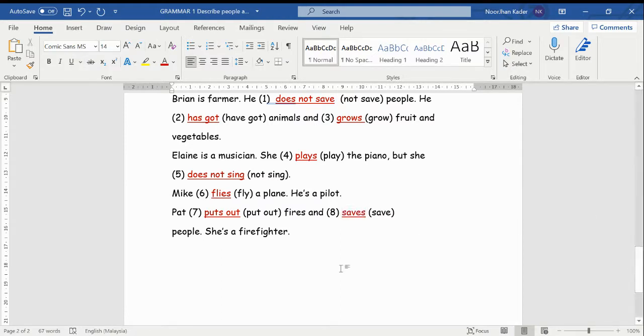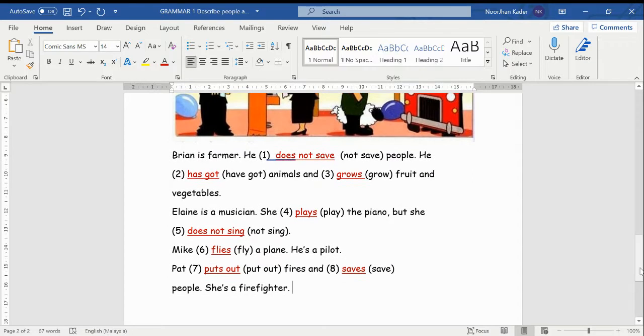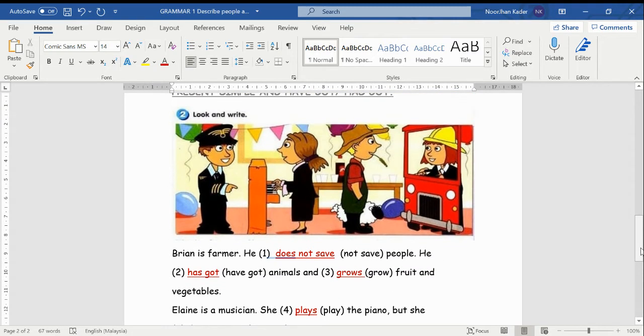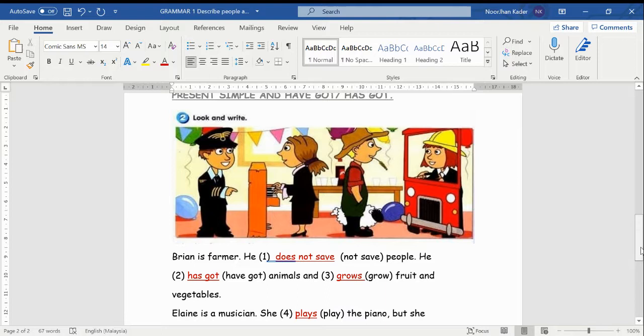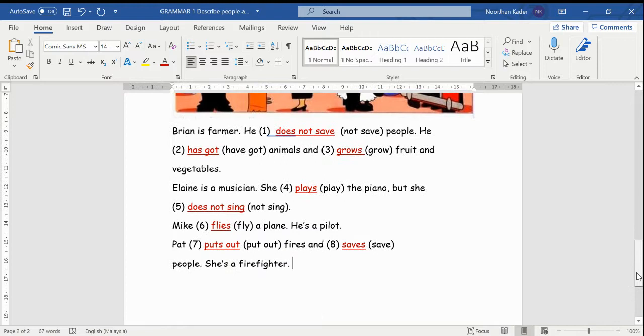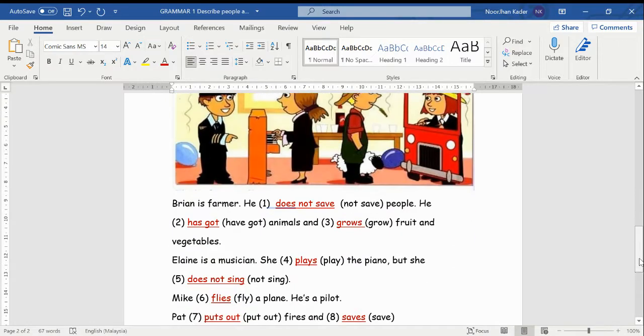Okay, let's check. Pat puts out fires and saves people. She's a firefighter. Okay, now let's read all these sentences which we are going to use to write descriptions about these 4 people in this picture. We are going to read all these sentences which tell the descriptions of these 4 people and their occupations.